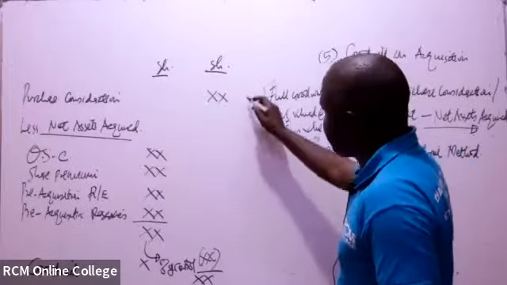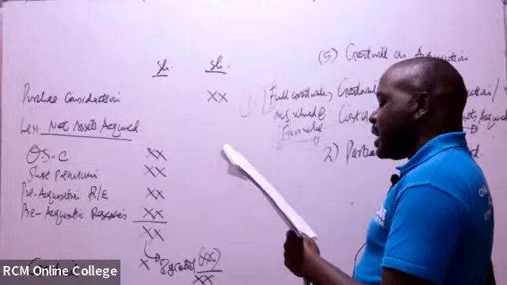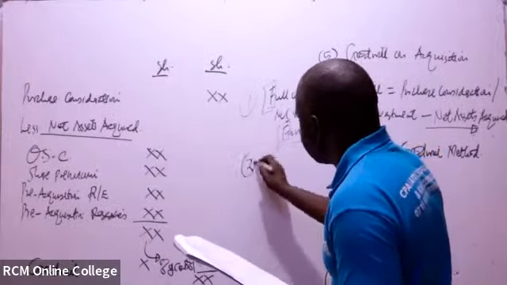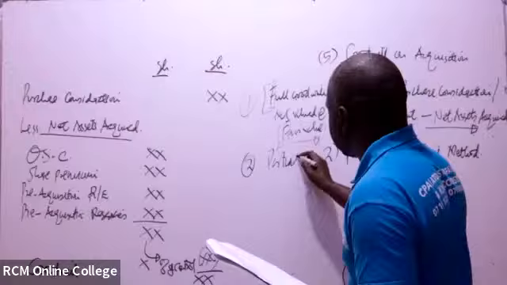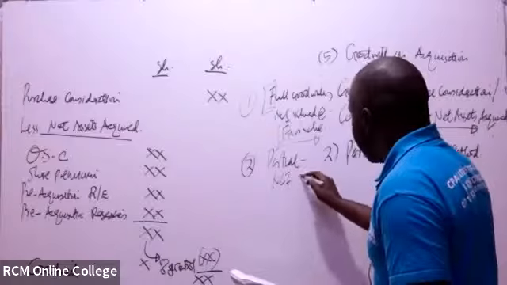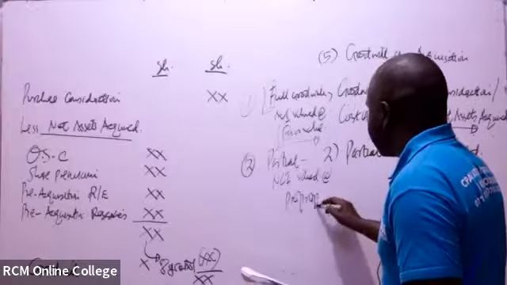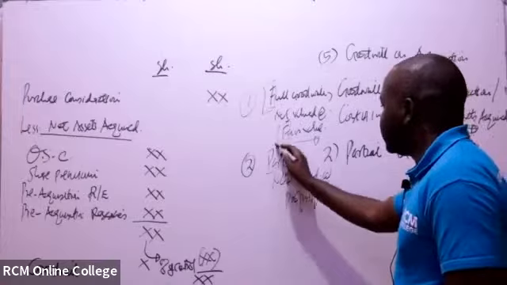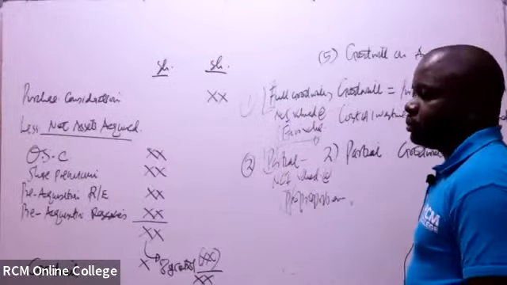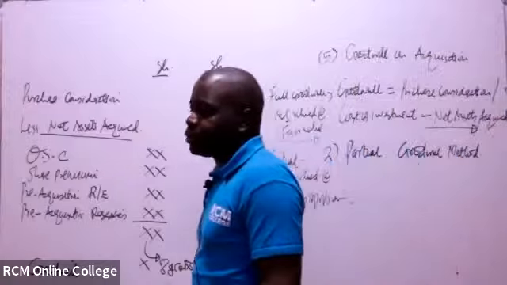When you see in the additional information the examiner giving you the statement that the NCI is measured at their proportionate share, you use the partial method. When you hear that NCI is valued at their proportionate share, P and P, he wants you to use the partial method to calculate that goodwill.